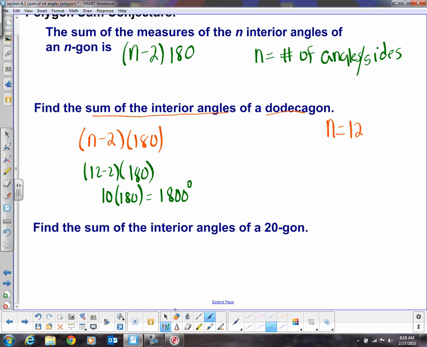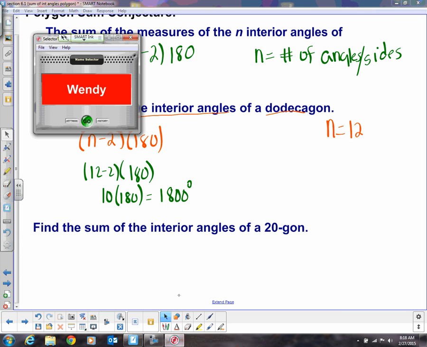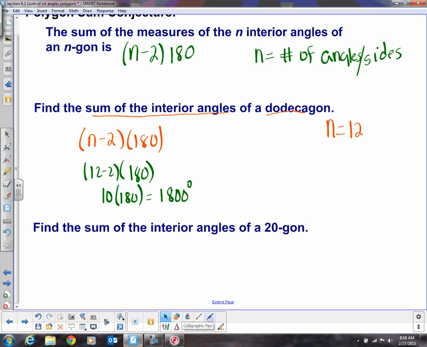No. So now we're, pardon? Yes, you need to know the formula, definitely. Brian, how many sides does a 20-gon have?